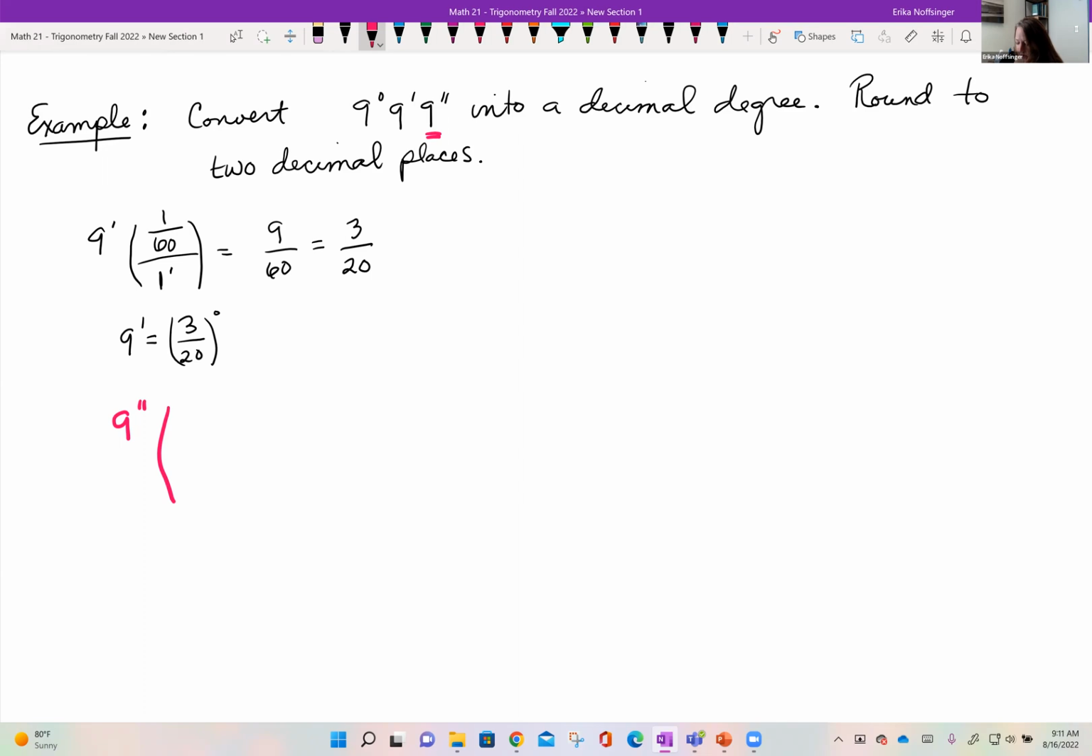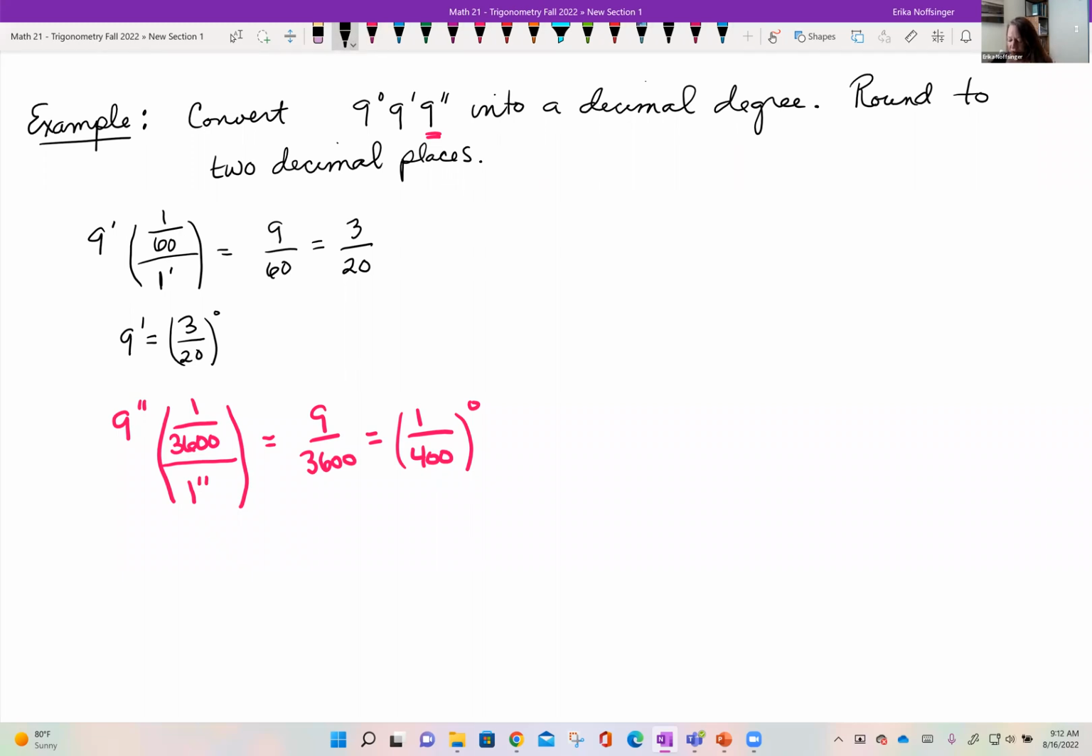So now let's take our 9 seconds and let's convert that over to degrees. And we know that 1 over 3,600 all divided by 1 second. So seconds cancel, and we're left with 9 over 3,600. And this is degrees. 9 goes into 36 evenly, so we can reduce this down, 9 goes into 36 4 times, so 1 over 400, or 1/400 degrees.